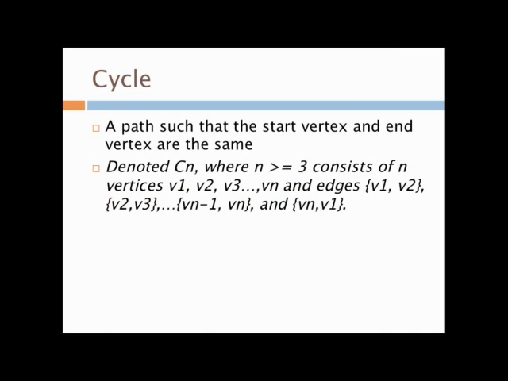Next we have cycles, which is a path such that the start vertex and end vertex are the same. These are denoted by C sub n, and n must be greater than or equal to 3.